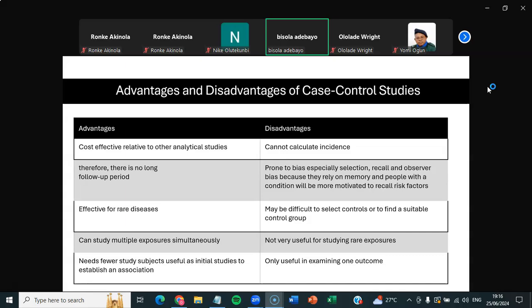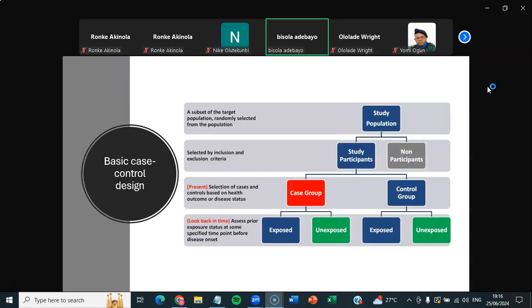People rely on their memory, and people with a condition are usually more motivated to recall risk factors. Then one important challenge with a case control study is that it might be difficult to find the appropriate control group. And then it's not useful for rare exposures, because it will take a long time before you have enough to study. And you can only examine one outcome.